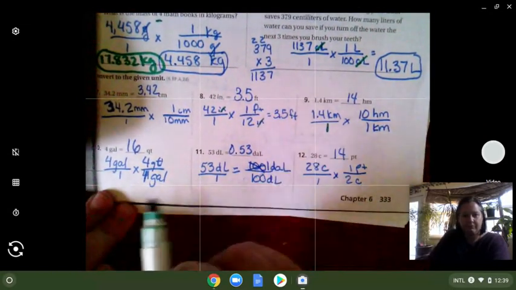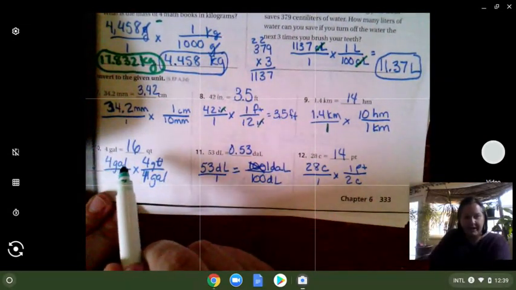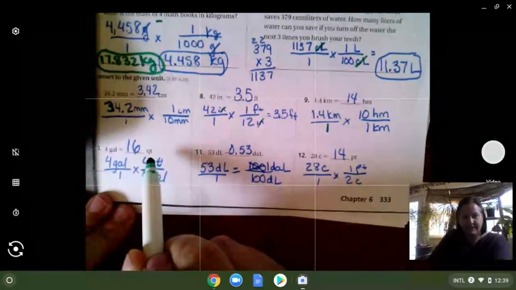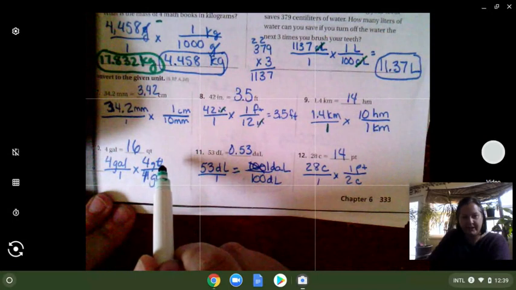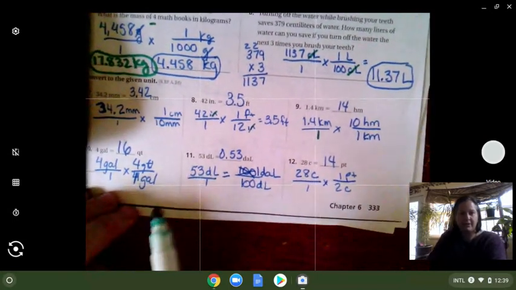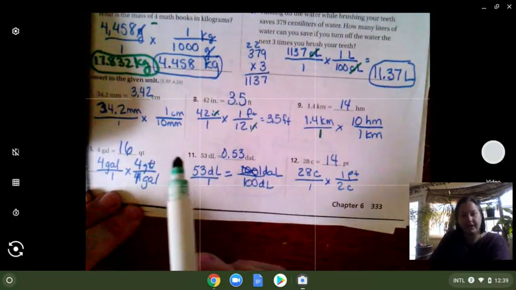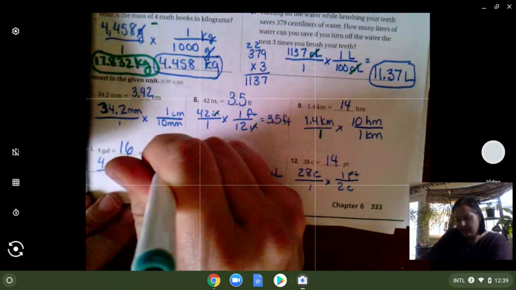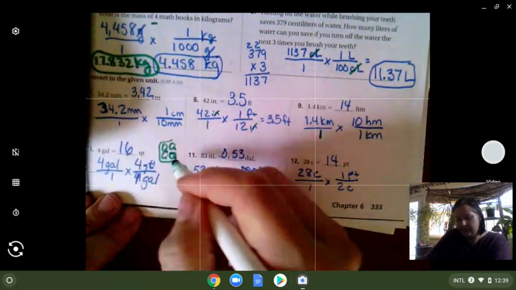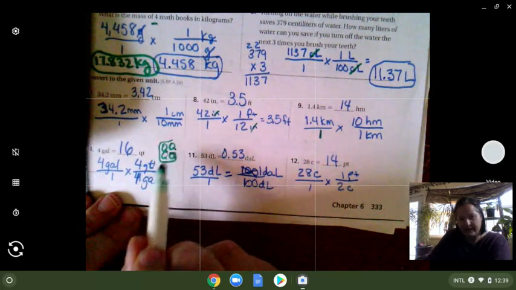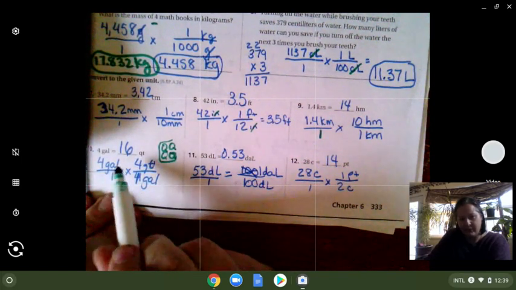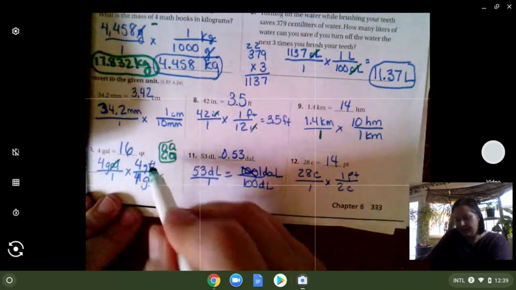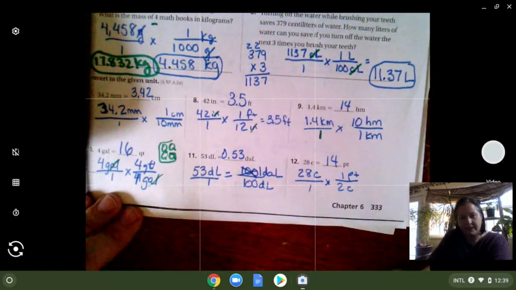Okay, next we start with 4 gallons. Put that over 1. We're changing gallons to quarts. See quarts here? To quarts. So we have to see how many quarts are in a gallon. If we look at our graph here, remember we fit 4 quarts. Those are our 4 quarts in 1 gallon. So 4 quarts in a gallon. 4 times 4 is 16. These gallons cancel out and you're left with 16 quarts.